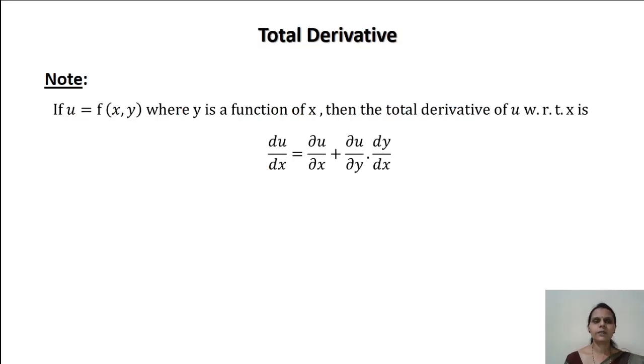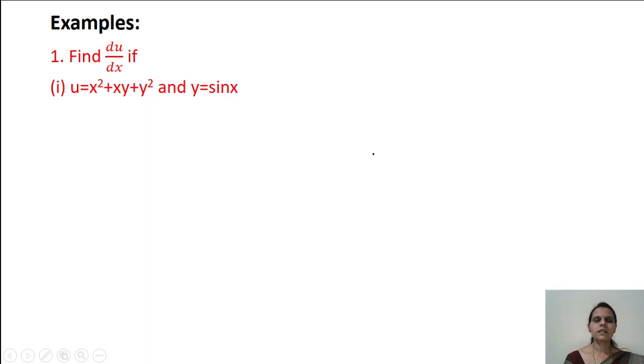Total derivative. If u is equal to f of x comma y, where y is a function of x, then the total derivative of u with respect to x is du by dx is equal to dou u by dou x plus dou u by dou y into dy by dx. So now let us take some example.